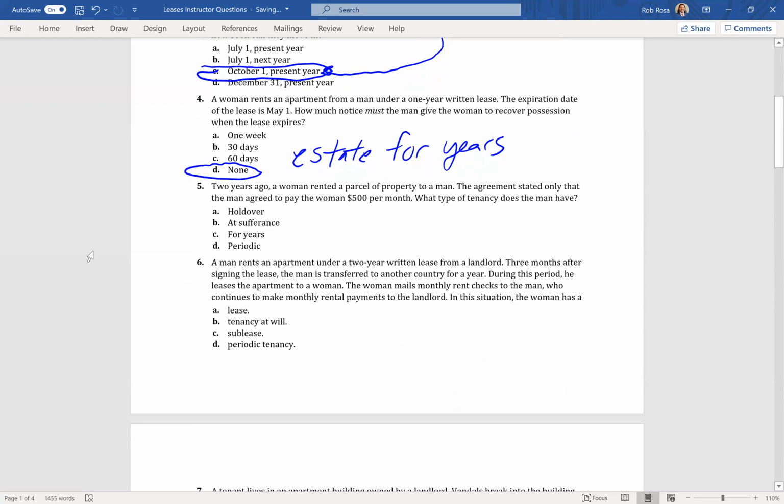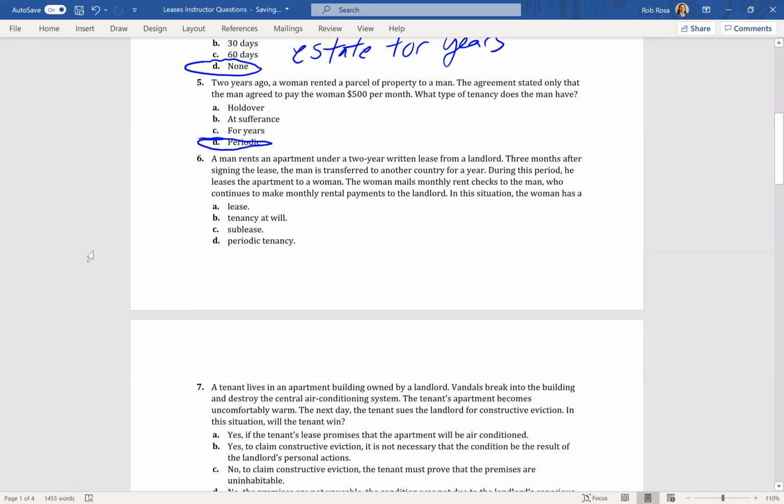Number 5, 2 years ago, a woman rented a parcel of property to a man. The agreement stated only that the man agreed to pay the woman 500 shkamolis per month. What type of tenancy does the man have? D, periodic. You got it.